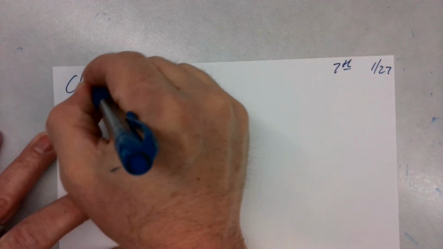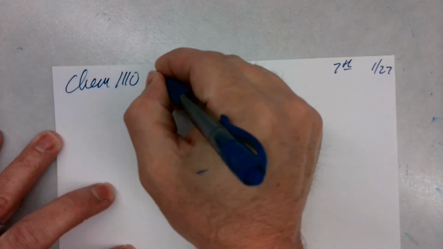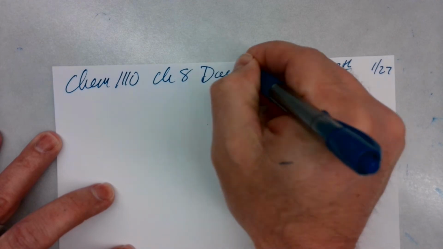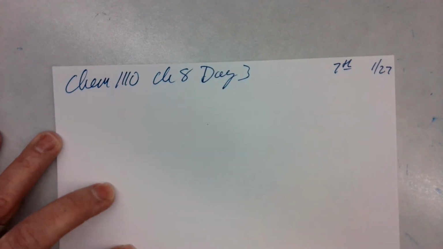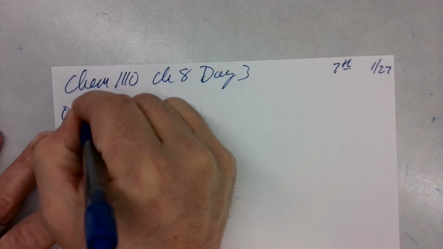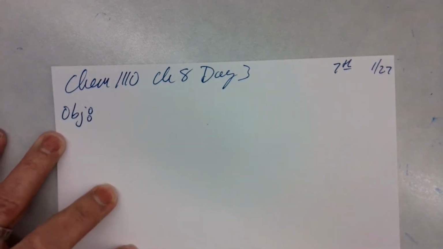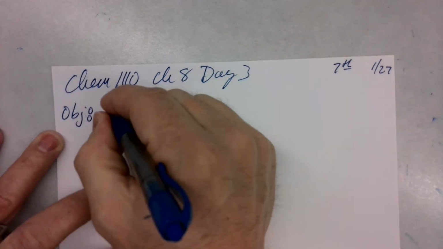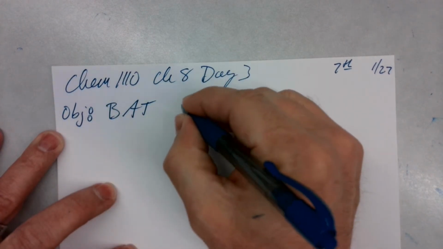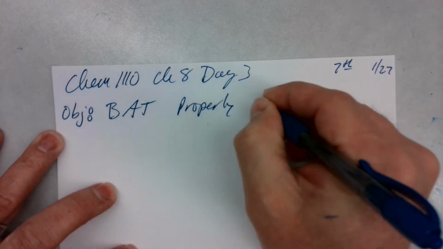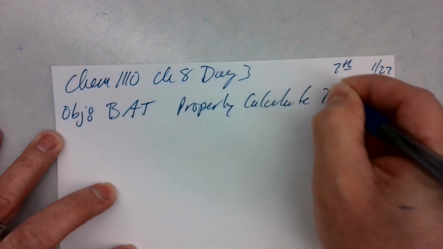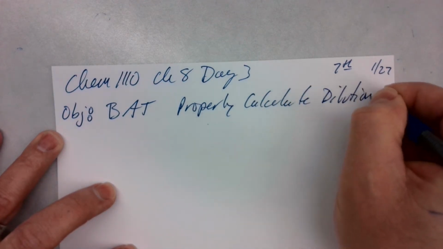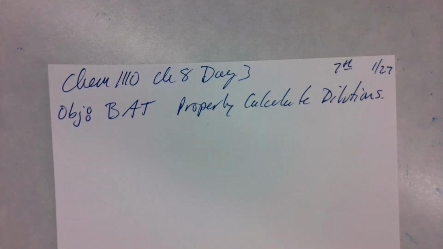Alrighty, so this is Chem 1110, Chapter 8, Day 3. I'm going to be honest, our objective's kind of weak. I'm just going to cover what's most important, and that is to be able to properly calculate dilutions. We're going to do some other things, but that's the biggest part of this, simply because there's a couple of test questions directly related to this on the test.